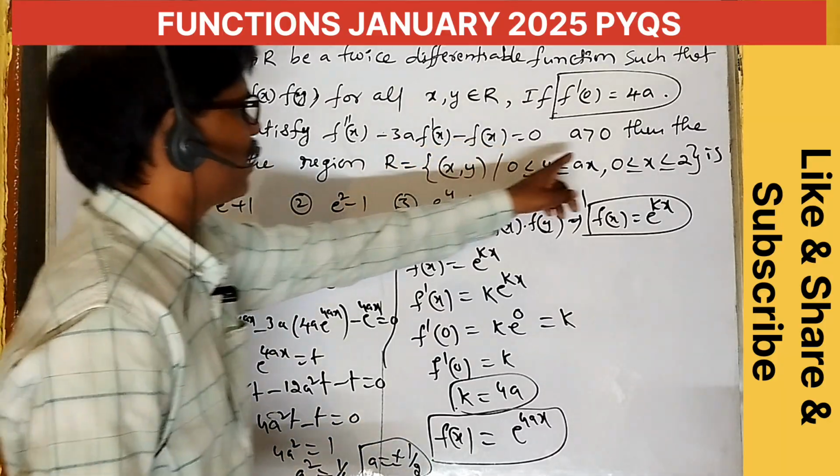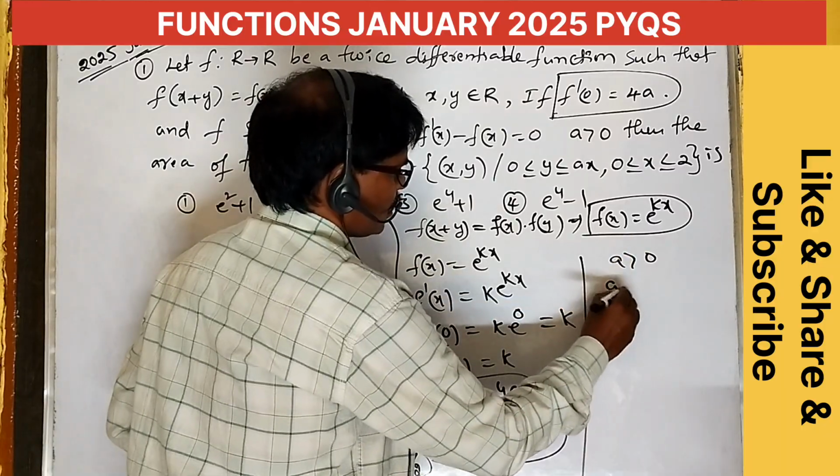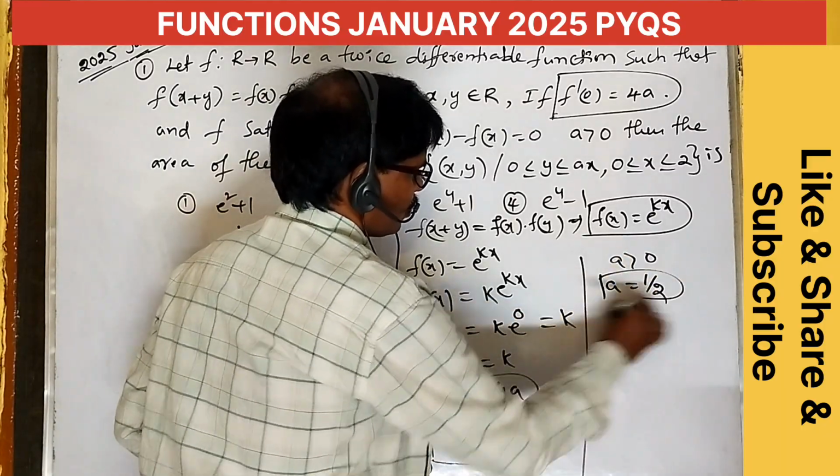What is given here? a value is greater than 0. a is greater than 0 means a is equal to what? a is equal to 1 by 2.